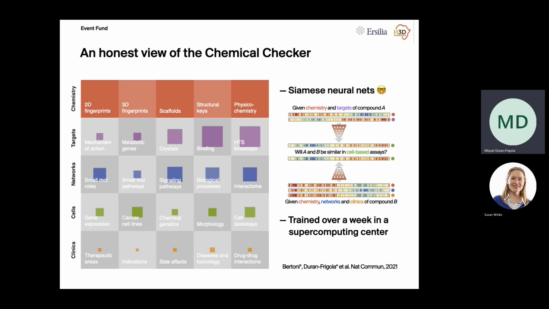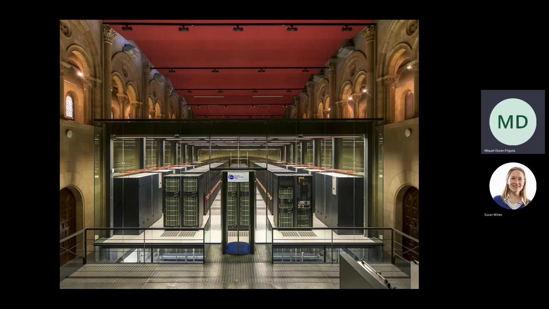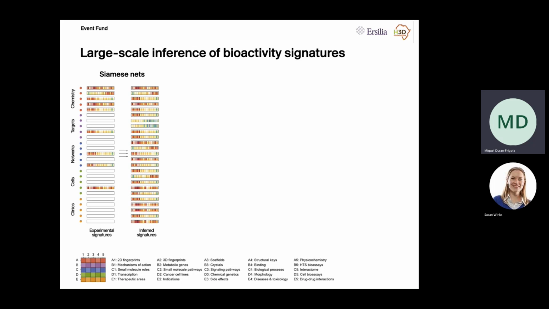Long story short, building this network was a huge computational task. We used a supercomputer, which in my opinion is the most beautiful we have in the world. This one is in Barcelona. What's beautiful about it is that it's based inside a church, as you can see. So it's actually quite nice, and we were doing computations exactly on those computers here. At the end of the day, I think it was over a week of calculations. We came up with a Siamese neural network that allows us to do the following: given a compound and partial data about it, we are able to complete the missing data.